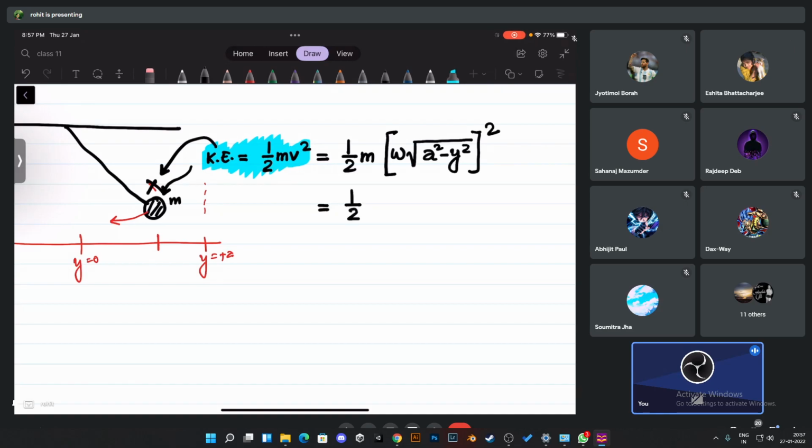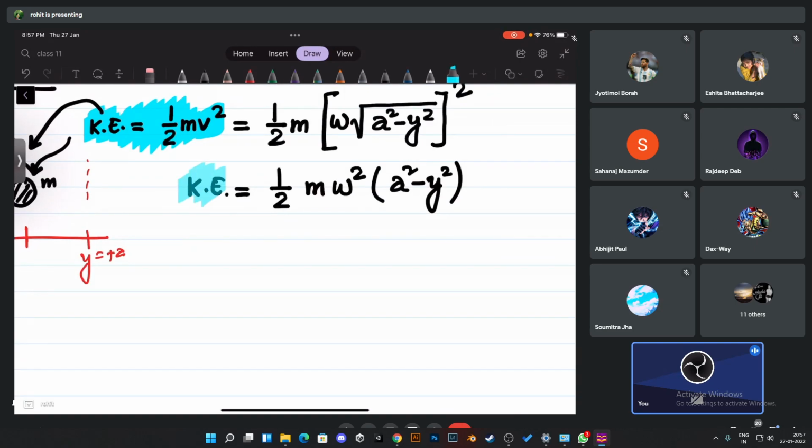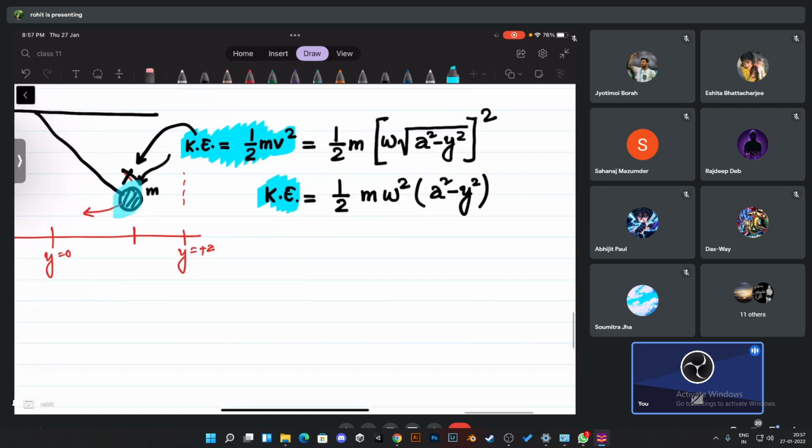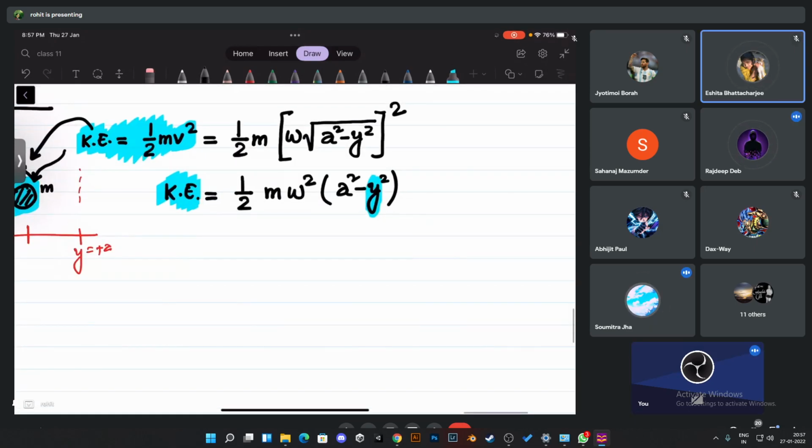Half m omega square, and then the brackets will be gone. So it will be a square minus y square. Okay, so this is the kinetic energy. Please try to understand how to read the formula. This represents the kinetic energy of the body executing simple harmonic motion at any position. If I put y equals 0, what do I mean by that?